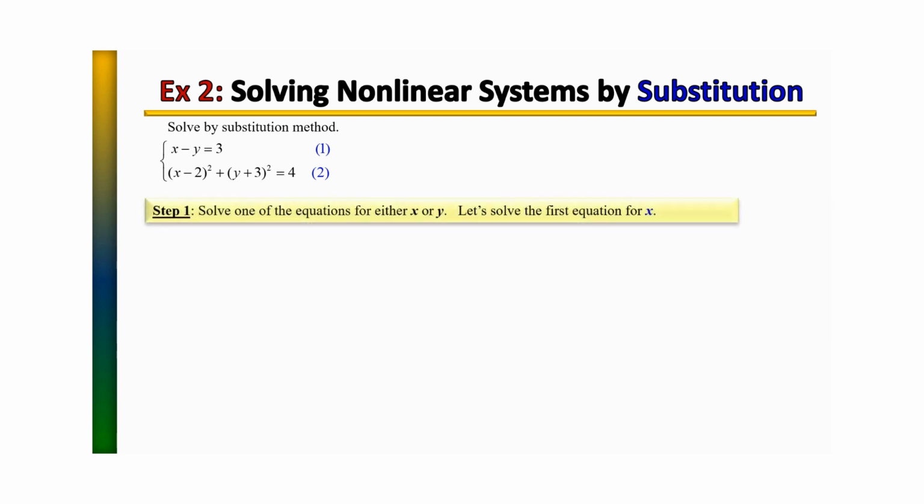So I'm going to choose to solve for x. I'm going to take the first equation. What do I need to do there to solve for x? If you said add y, then that is correct. All we need to do is add y to each side. We've already solved for x. Now, we're going to take that and plug it into the other equation, which is number 2.